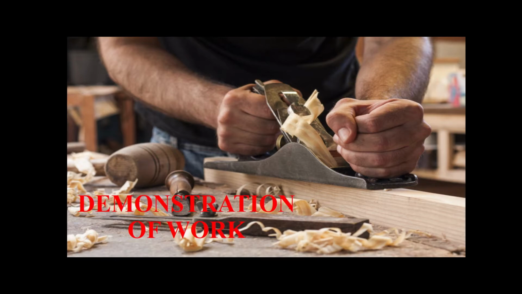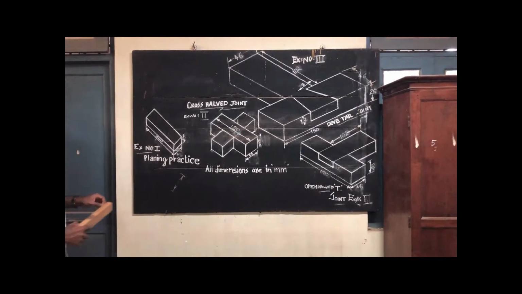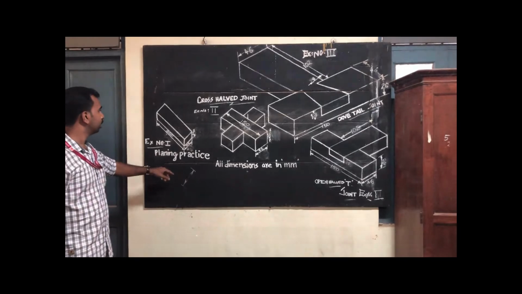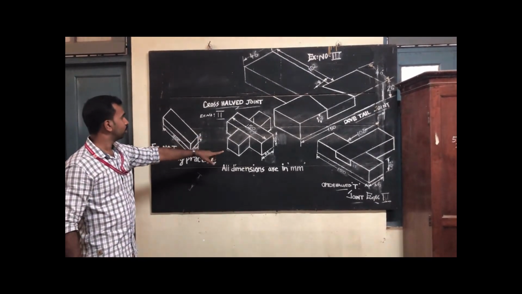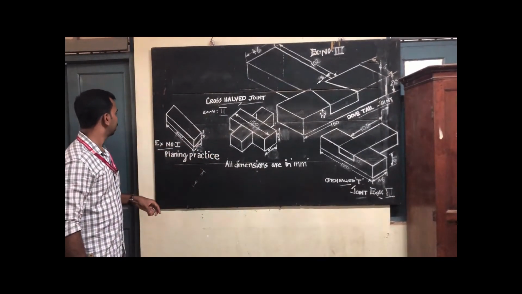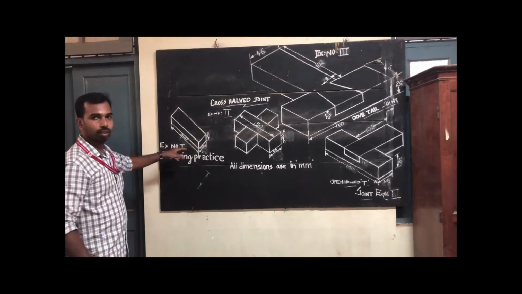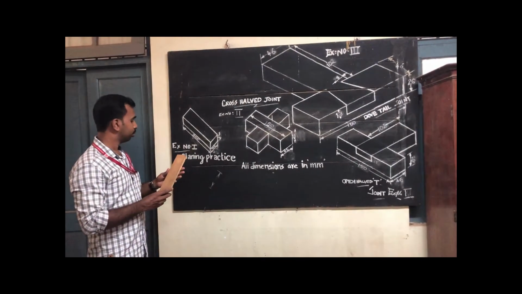Next, we are going for the demonstration of the work. We have two experiments in carpentry. The first one is planing practice and the second one is close half joint. For that, we need a wooden workpiece like this.